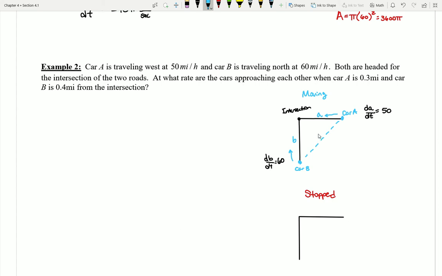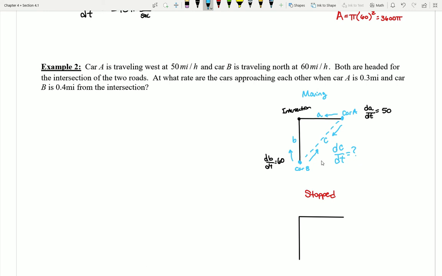Now, I don't know how close the cars are. Let's call this side here c. And I can definitely tell that this side is going to be shrinking, right? As the cars move forward towards the intersection, the distance between them is going to shrink. But the real question here then is, what is the speed at which this side is shrinking? So what is dc/dt? How quickly is that side growing or shrinking?